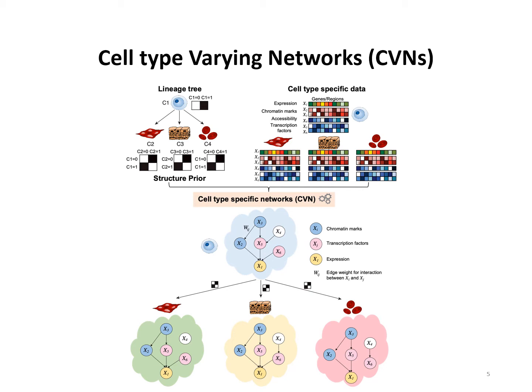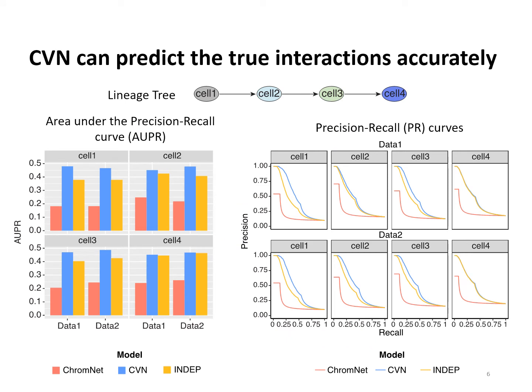The input of CVN is a lineage tree and cell type-specific data of chromatin marks, accessibility, expression, and TF binding. The output is a set of cell type-specific networks for each cell type. We compared CVN to two approaches, ChromNet, which learns a single network for all cell types, and InDepth, which learns a network per cell type, but does not share information across cell types.